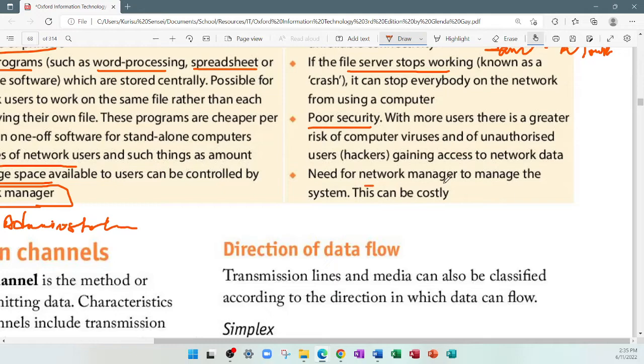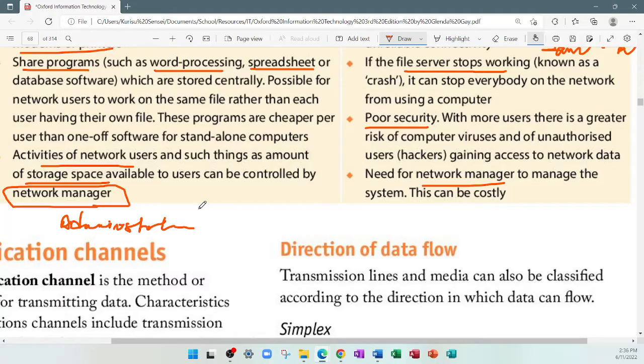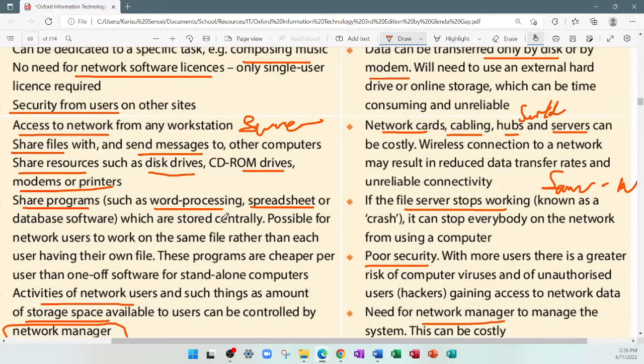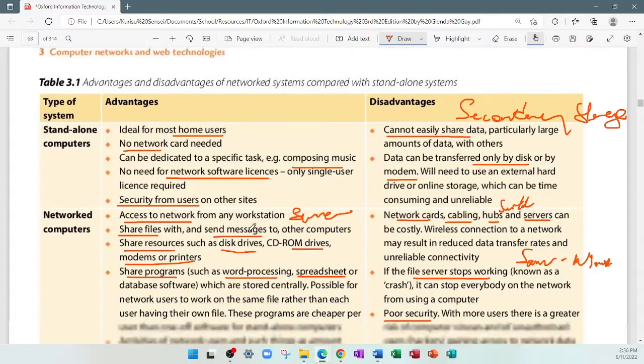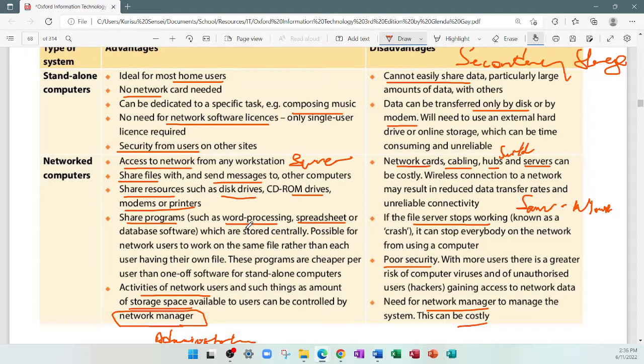And lastly, we talked about having a network administrator, a network manager, who is going to monitor this network and ensure everything is working. That's a whole job by itself. So having to hire somebody to monitor this network can be a disadvantage to the company, because it will be costly. So those are the advantages and disadvantages of a standalone computer, which basically means it's not connected to a network, and a computer that is connected to the network, a networked computer.